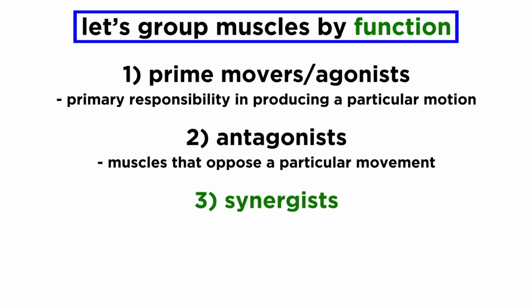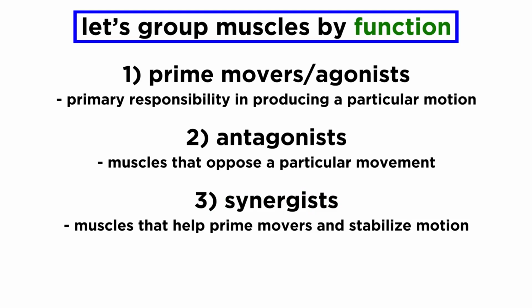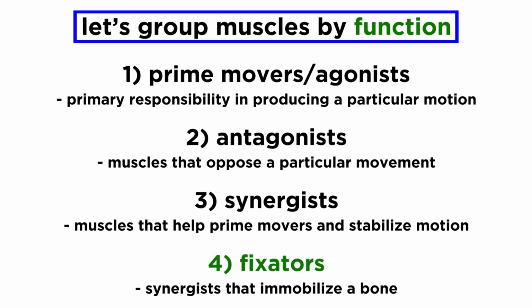Next, there are synergists. These help the prime movers either by contributing additional force or reducing undesirable movements that could occur as the prime mover contracts. So we can think of synergists as stabilizers in a certain sense. And lastly, when synergists immobilize a bone, they are called fixators. This includes muscles that maintain our posture. So there we have prime movers, antagonists, synergists, and fixators. And interestingly, a particular muscle can exhibit more than one of these roles, depending on what kind of motion it is producing.